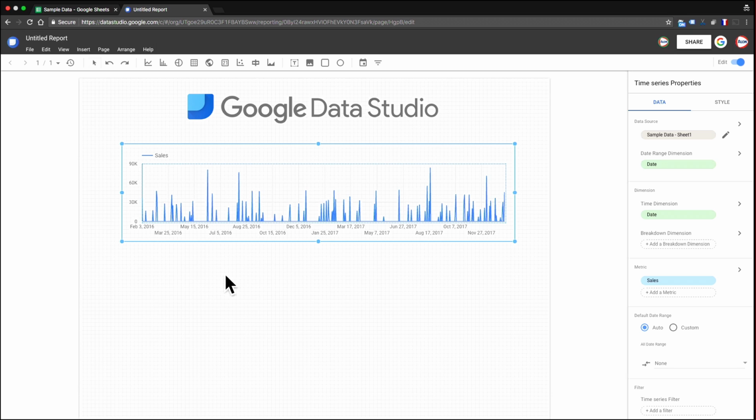but it's a little noisy. I don't know that I'm getting a lot out of this particular view. So what I want to do, because we've got one data point per day, is roll that up into months. And the way I do that is actually at the data source level.